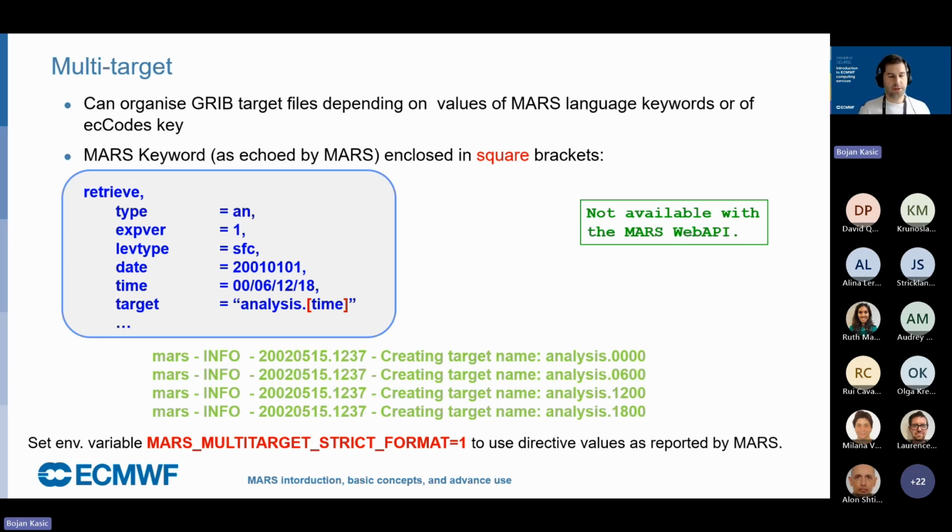So in this example here, you need to use square brackets. So you see the target is equal analysis, which is fixed, and then time in square brackets. Well, the square bracket means it's a Mars keyword time. So this example will create 4 different target files. It will create analysis 0, analysis 6, analysis 12, and analysis 18.